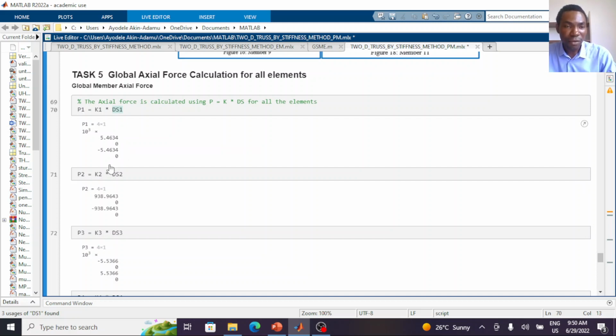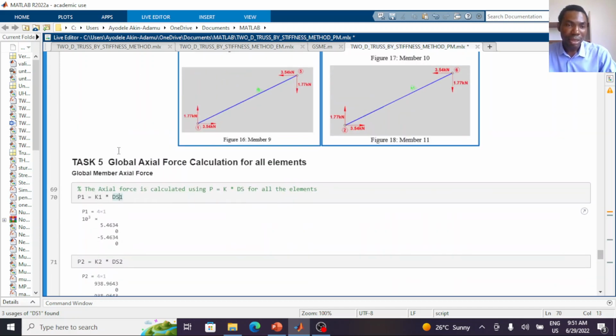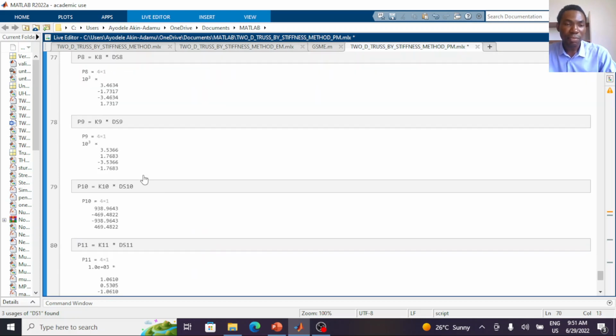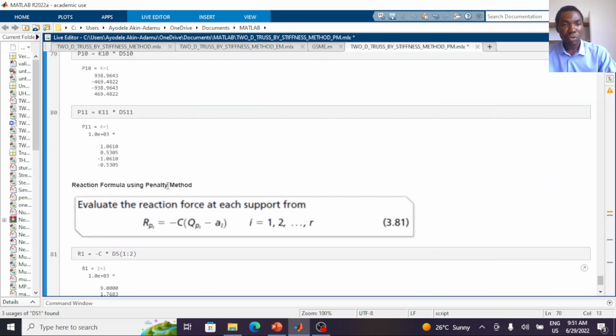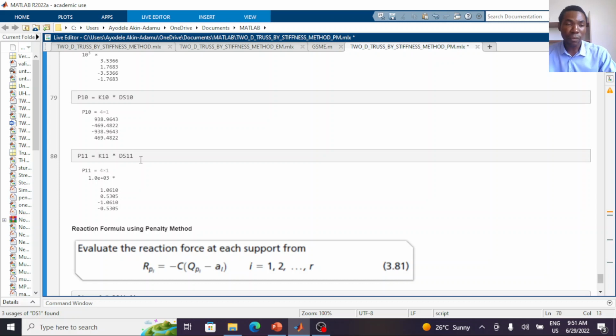You can see we have 4 components for P1: 5.4634 in the horizontal direction at node 1, at degree of freedom 1, 0 at degree of freedom 2, minus 5.4634 times 10 power 3 at degree of freedom 3, and at degree of freedom 4, 0. So this is like a compression member. As you can see, you can do this for the 11th element. So there are two ways of computing the axial force. Either you use the stress formula or you use this formula.